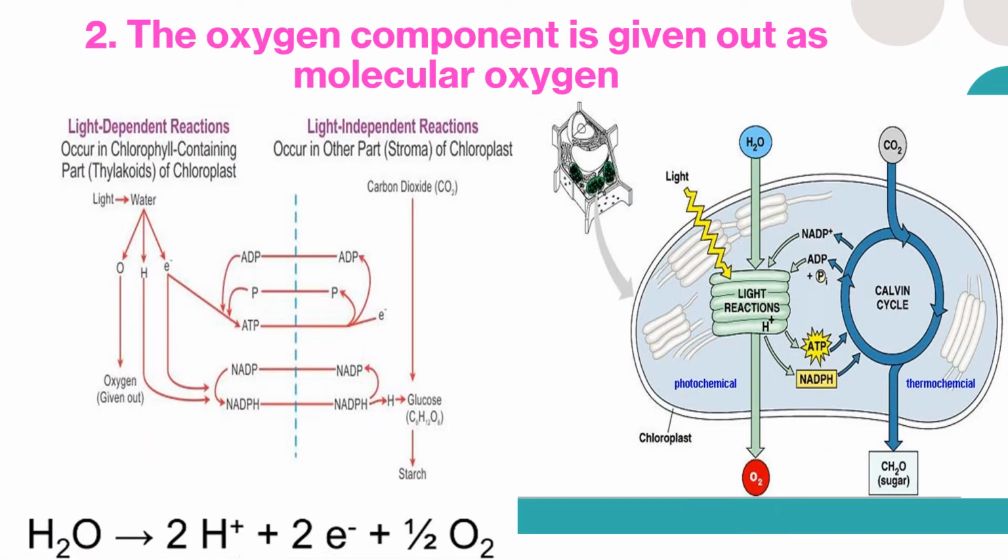The next point, the oxygen component is given out as molecular oxygen. Here you can see at the time of photolysis of water, water molecules break down into hydrogen ions, electrons, and molecular oxygen. Always the oxygen component is given out as molecular oxygen.